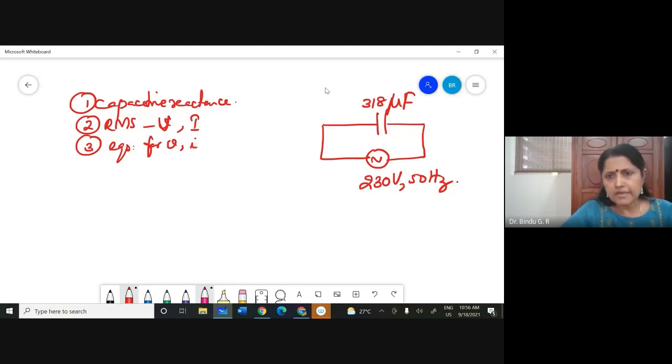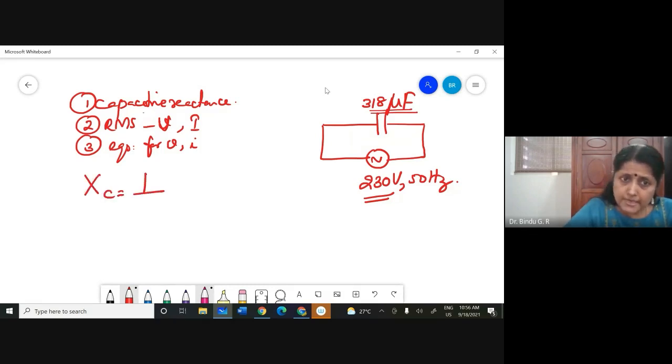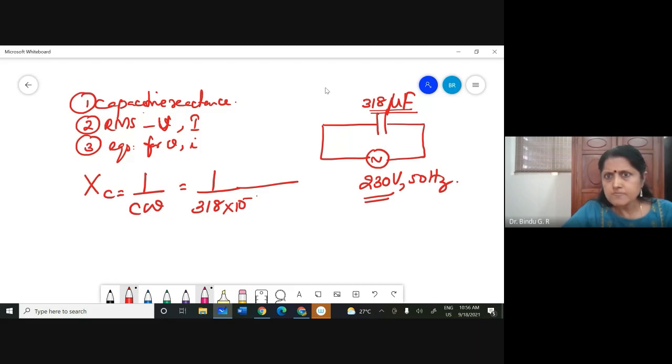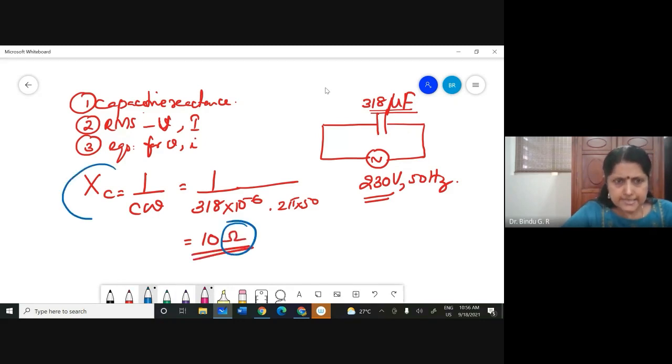Now, having been given the capacitance, if I want to find the capacitive reactance, I know Xc is equal to 1 by C omega. C is 318 microfarad, microfarad means 10 raised to minus 6. And omega is 2 pi f, 2 pi into 50. Anyway, you'll end up with 10 ohm. Again, the point that you have to notice here is that this Xc is in ohms, and capacitance C is in farads.